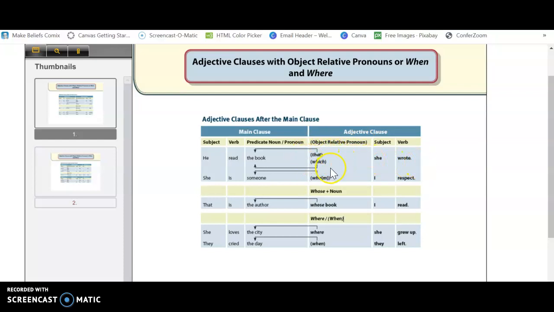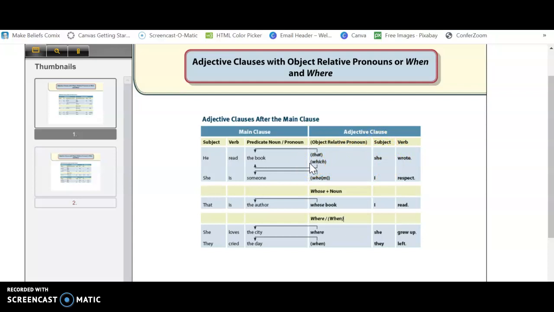And how do I know that this is the object? Remember that it's the book we're talking about. So this means the book. She wrote what? She wrote the book. Subject, verb, object. So because we use that object here, now we can call it the object relative pronoun, not the subject relative pronoun, because we already have the subject here. This has to be the object.